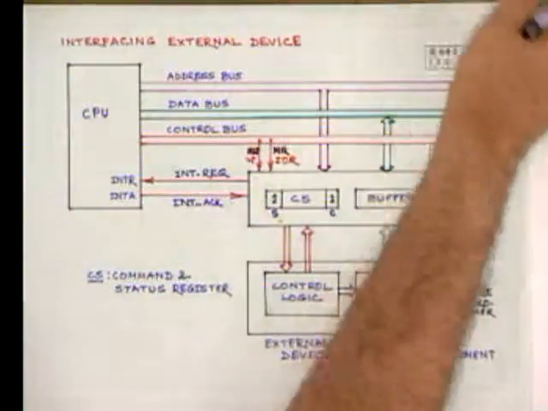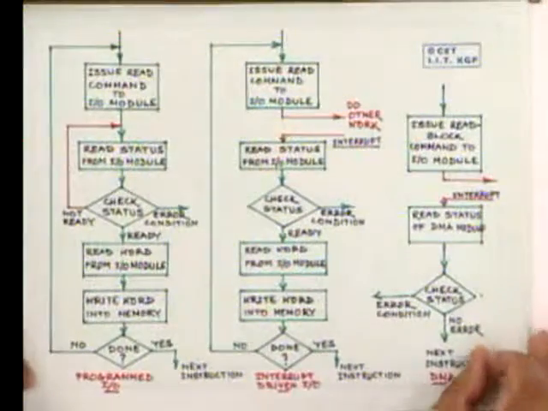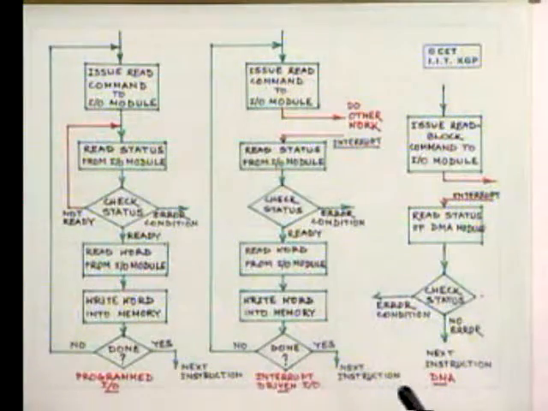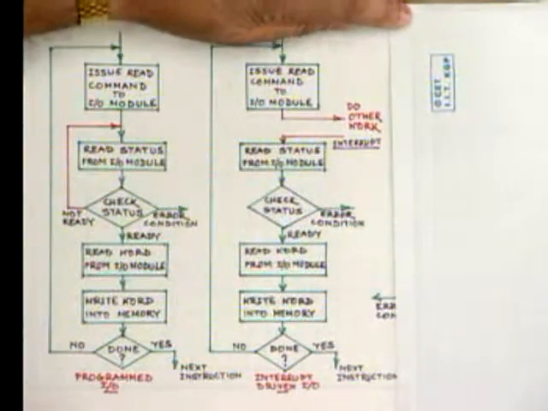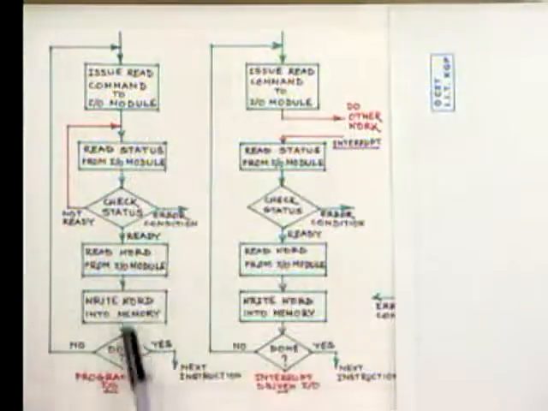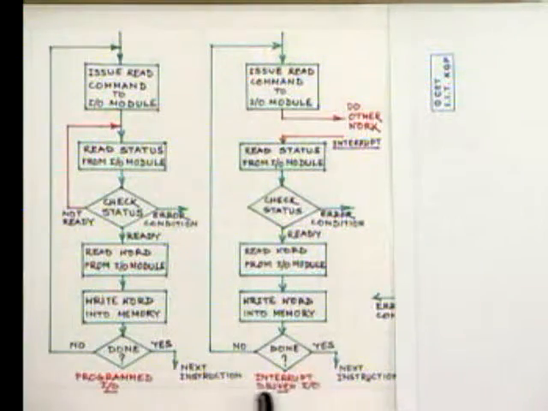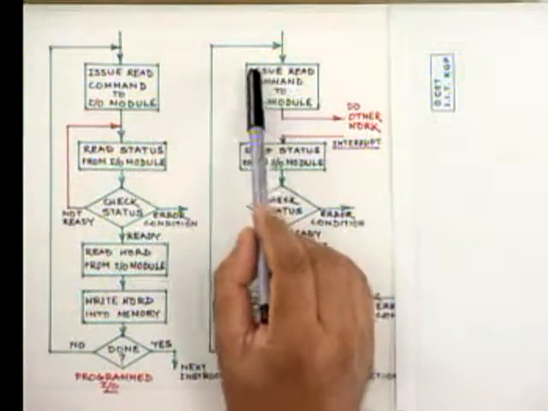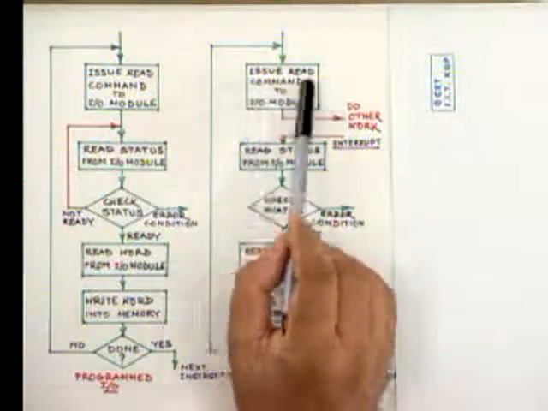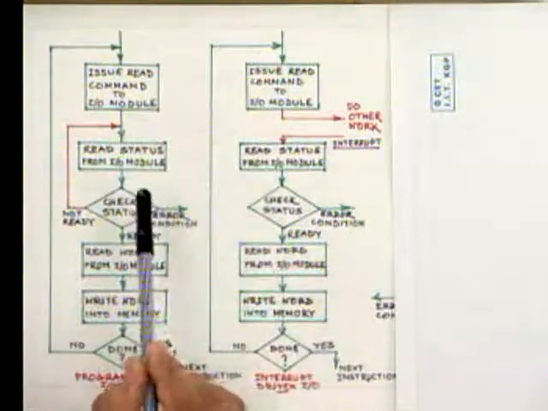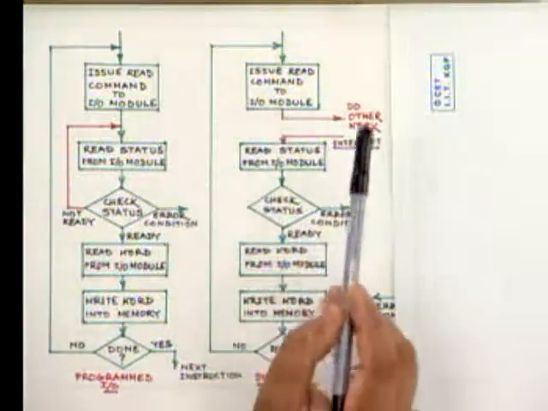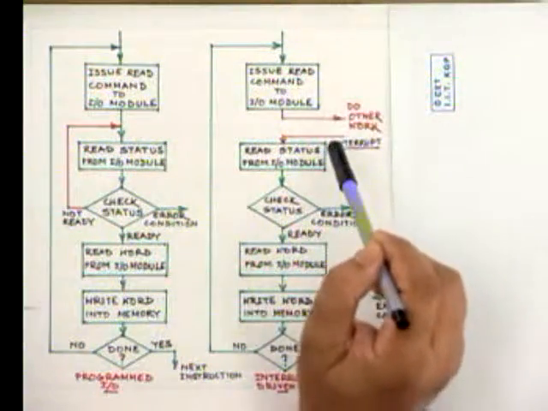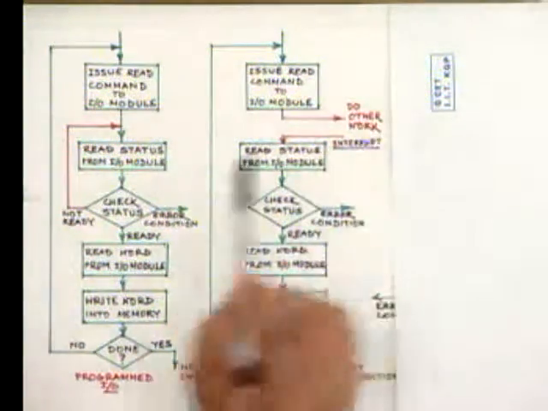That situation is depicted here. You see that what we have done is the difference between programmed I/O and what we call interrupt driven I/O. We issue the read command to the I/O module, which remains the same as over here, and after issuing the read command, the CPU breaks from here and starts doing some other work. It simply jumps from here and starts doing some other work.